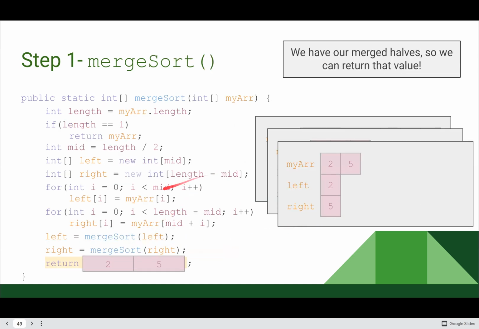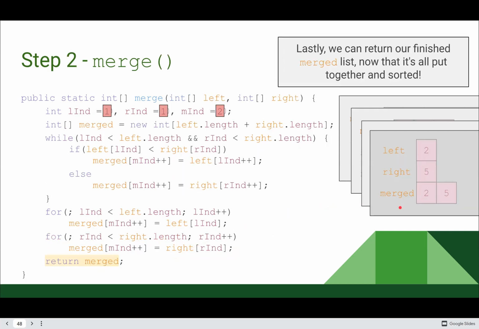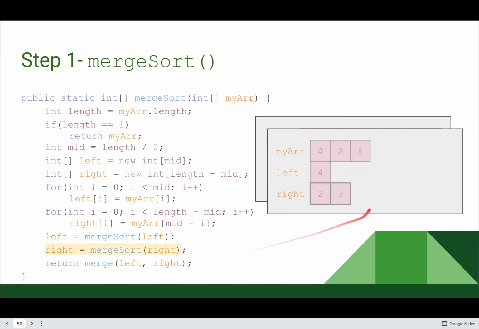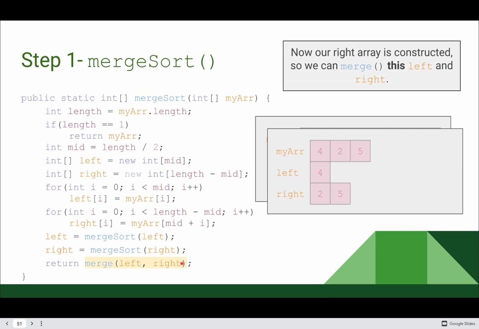So from back in merge sort, we're going to return that array that we got to 5 from our merge method. So we return to 5. We're going to update that right array to equal merge sort of right. So that returned to 5. And then we can merge our left and right together.